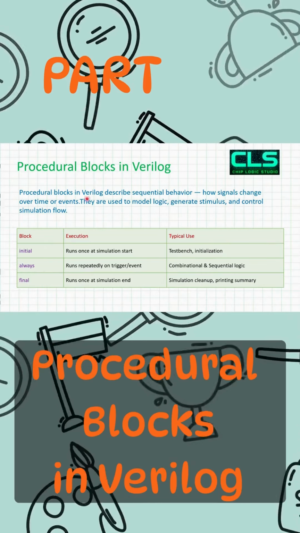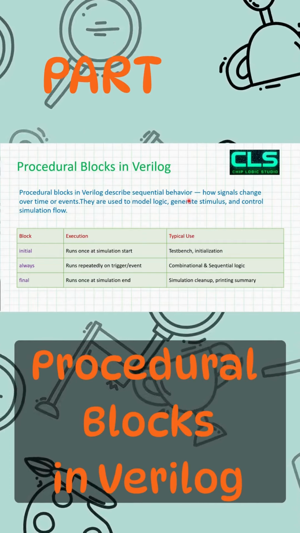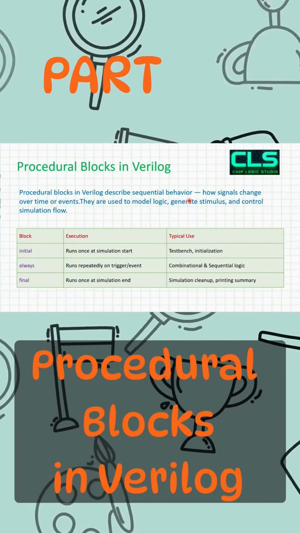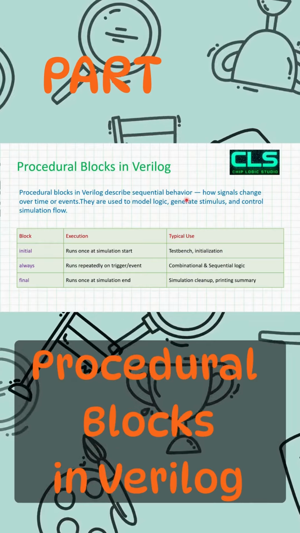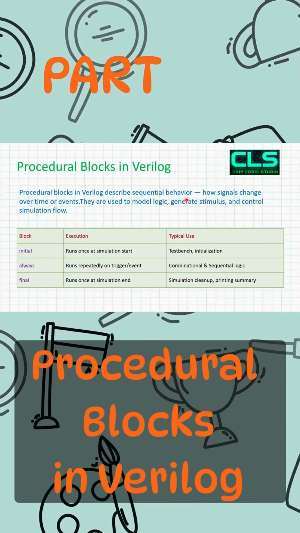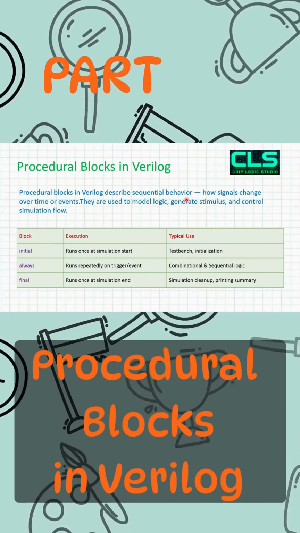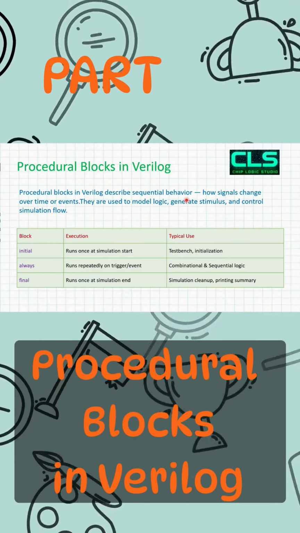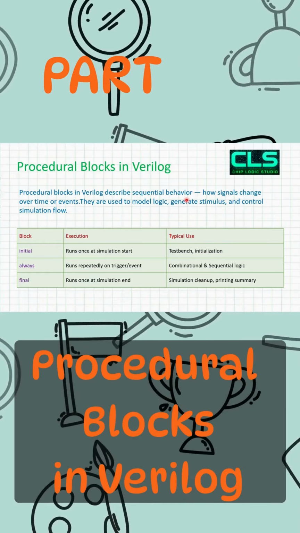A procedural block in Verilog describes sequential behavior. As I said earlier, a process has step-by-step states or a way. So it is going to execute step by step. From a compiler point of view, it will be step by step. How signals change over time or events. So we use times and events in our Verilog testbench and everywhere.